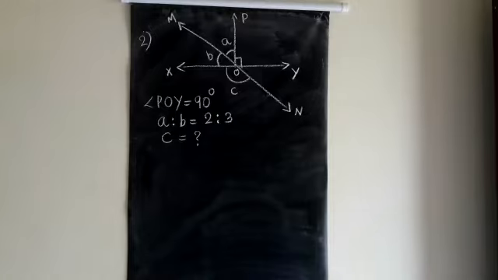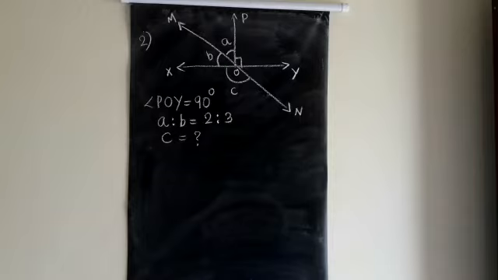So first you observe the figure and find out where a is, where b is and where c is. It is given that angle POY is equal to 90 degrees. But we know that if you take a straight line XY, the sum of all the angles in a straight line is 180 degrees. So what are the angles? a plus b plus 90 degrees is equal to 180 degrees. So what will be the sum of a and b? The sum of a and b will be equal to 90 degrees.